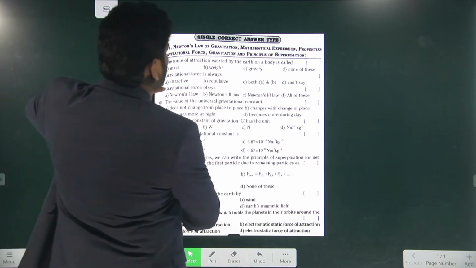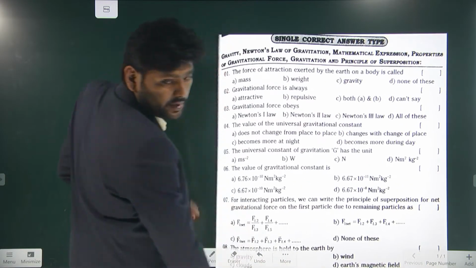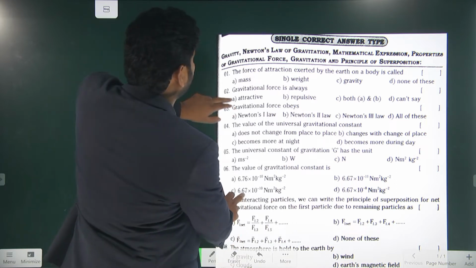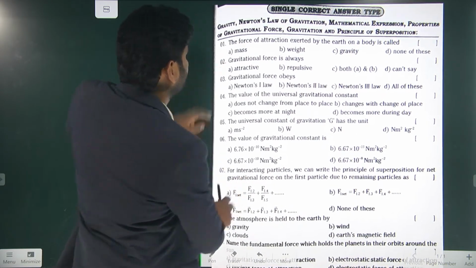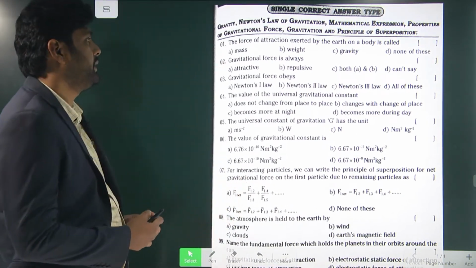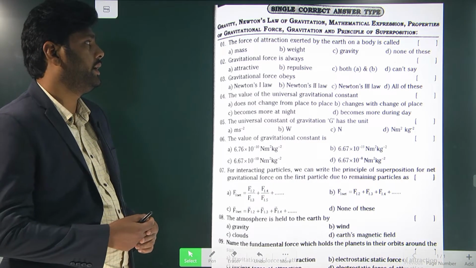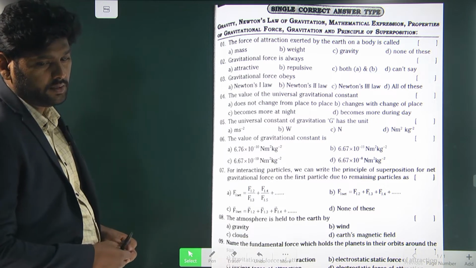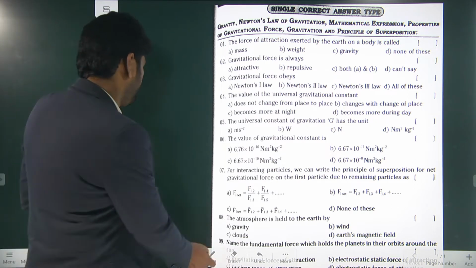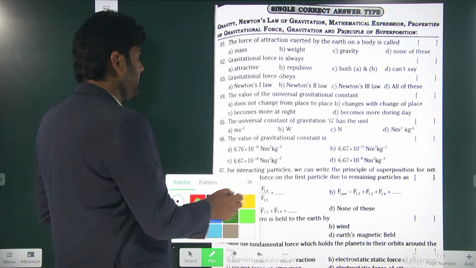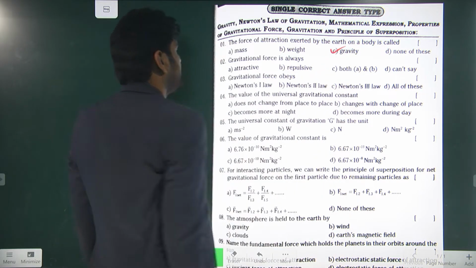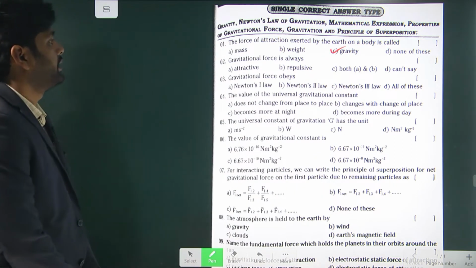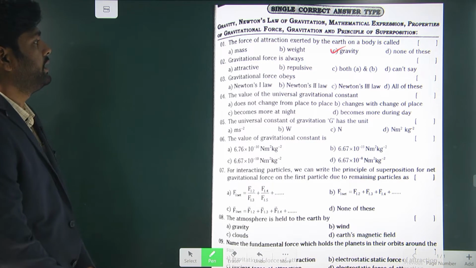These are the questions I am giving to you. Is it up here? Yes. Tell me, the force of attraction exerted by the earth on a body is called what? Gravity. The force of attraction exerted by the earth on a body is called gravity.